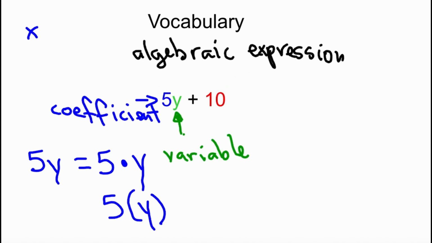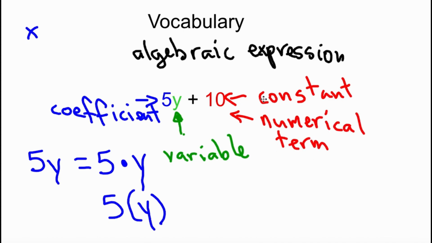Now this 10 that's all alone here is called a constant. Okay? Now, there is another name for the 10. It can also be called a numerical term. Now the constant can also be referred to as the constant term. So pretty much any number that's all alone in algebra is simply referred to either as the constant term or numerical term.